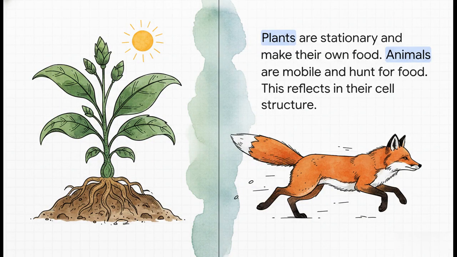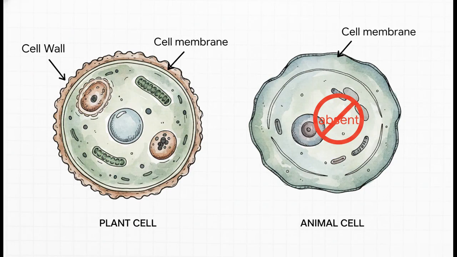So before we get all microscopic and zoom in, let's just take a step back and look at the big picture. Think about it. Plants are pretty much stuck in one place, right? They're stationary, and they make their own food. Animals, on the other hand, well, we're always on the move, hunting or looking for food. This really basic difference in lifestyle is the whole reason their cells are built so differently.